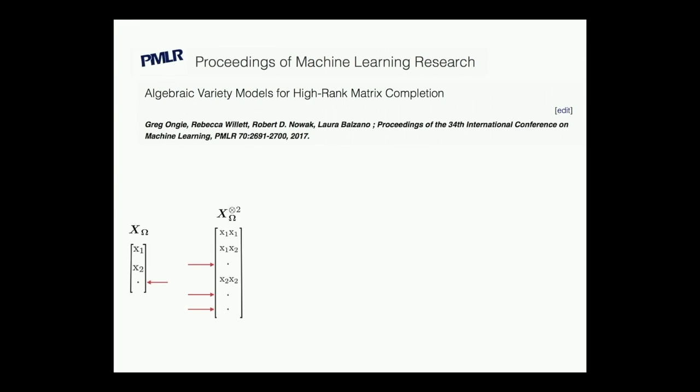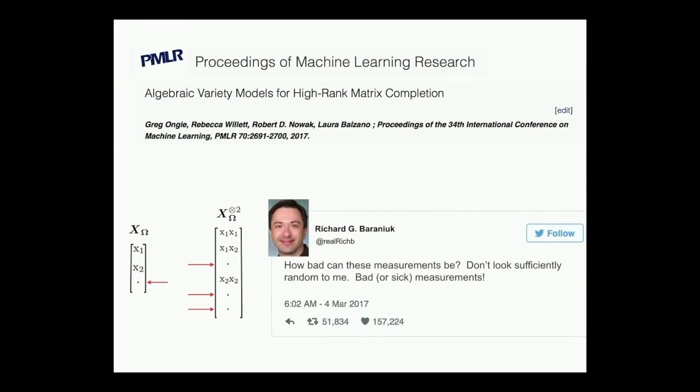And in fact, when Rich Barrett, one of the organizers of this meeting, heard about it, he kind of blew up. He really got upset. He went on a tweet storm, and he posted this. He said, how bad can these measurements be? Don't look sufficiently random to me. Bad or sick measurements. He was really hot. He got a lot of likes on that. And it put the pressure on us. I mean, we felt it. We thought, wow, we got to do something because Rich is pissed.